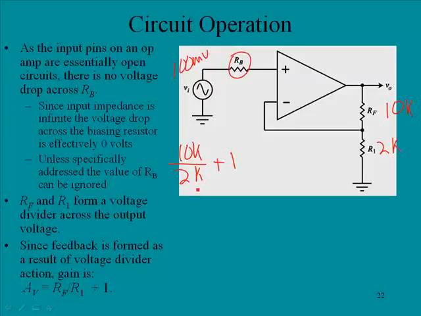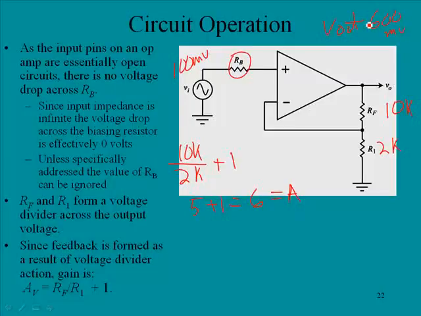So the 10K over 2K is going to be 5 plus 1. That says that the gain of this amplifier will be 6. And so if we have a gain of 6, we have a 100 millivolt input. That means that our V out should be 600 millivolts.